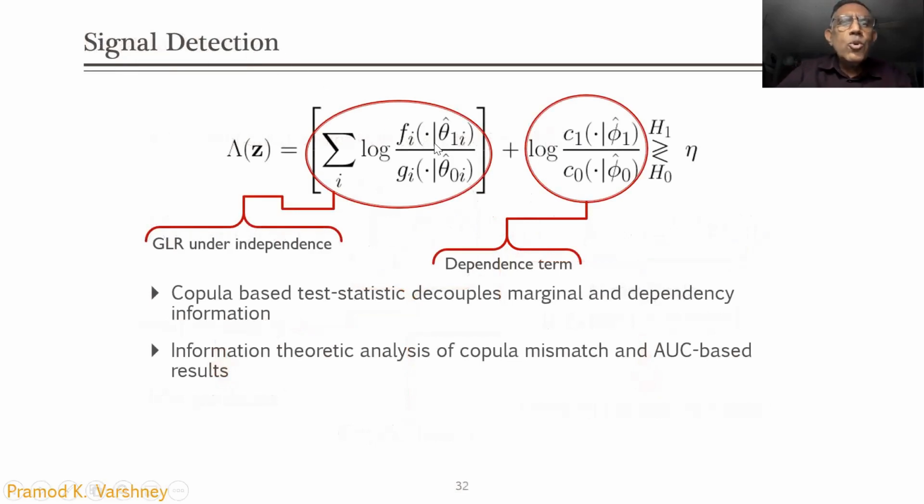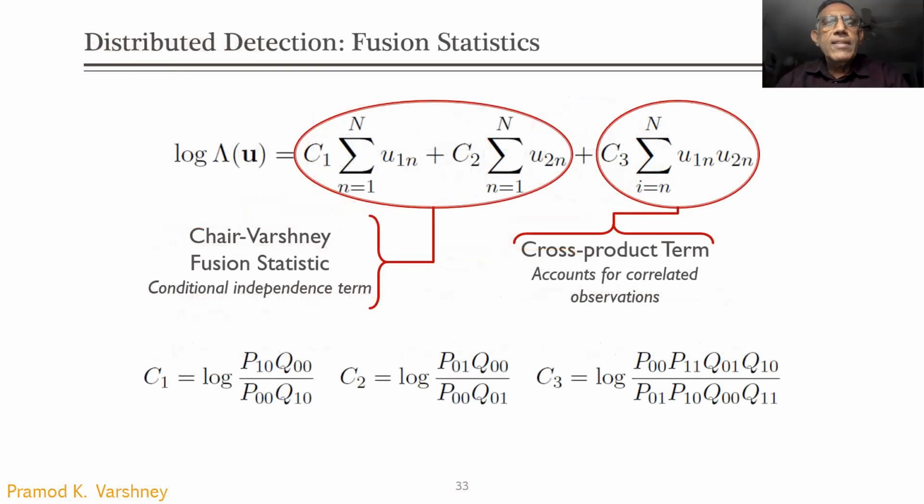And what it shows is that under the conditionally independent case, you would have had this part and you would have compared this to a threshold. Because of dependence, you have an additional term. And what I'm saying here is that the Copula-based test statistic decouples marginal and dependency information. So this is something that Copula allows you to represent the decision rule in such a nice, convenient fashion. And there is a lot of work, and I'll give you the references at the end.